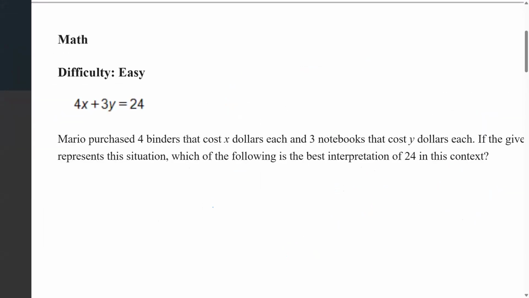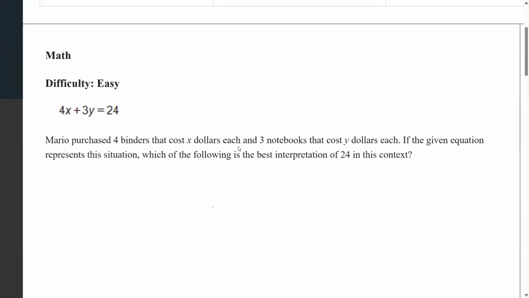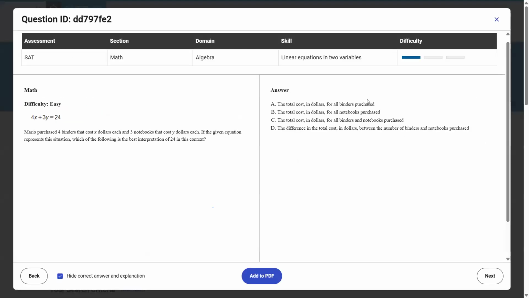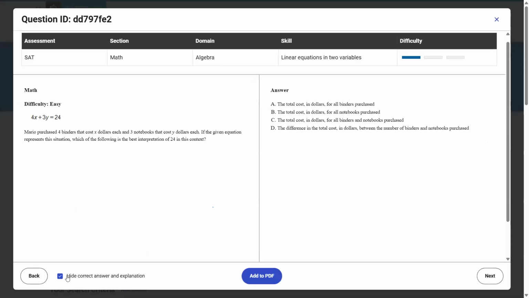You purchased 4 blenders that cost $X each and 3 notebooks that cost $Y each. If the given equation represents this situation, which is the best interpretation of the 24? 24 is the total that he will pay for both of them. Total cost in dollars for all blenders and notebooks. Yes, C is the answer.